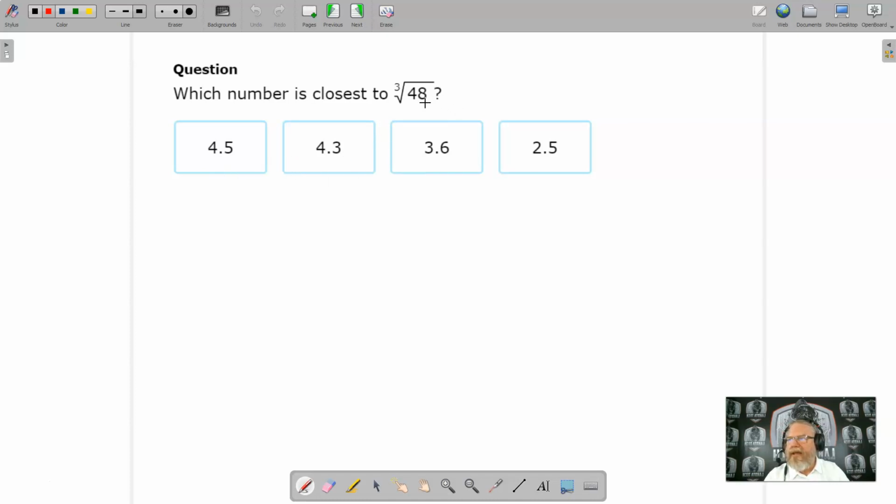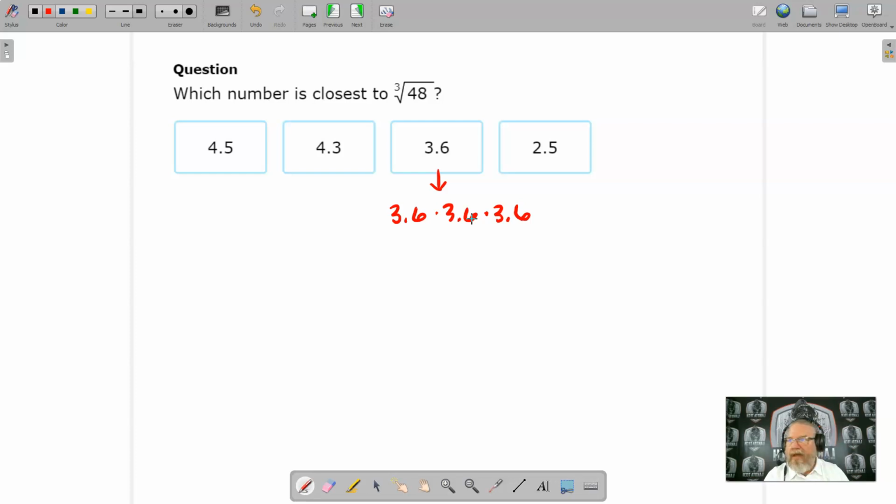So for 48, I think we're going to end up with something like 4 cubed, right? 4 cubed is 64. So we know 4.5 cubed is going to produce something even greater than 64. 3 cubed is 27, and so if we went up to 48, this might be a good try. Let's try 3.6. In a calculator, I'm going to do 3.6 times 3.6 times 3.6. Remember, if you don't have a calculator that'll do cubed roots, then you could test it this way.